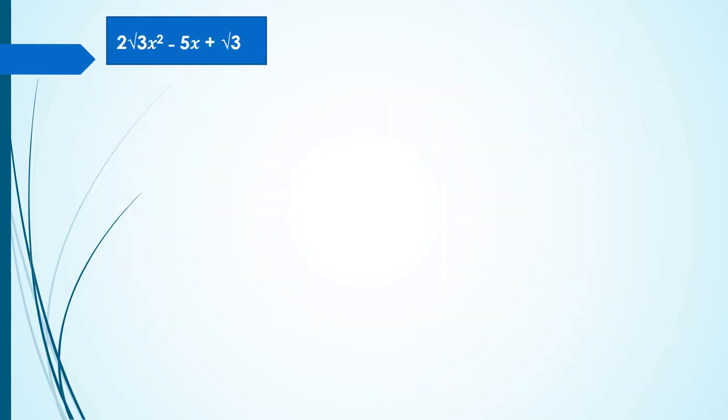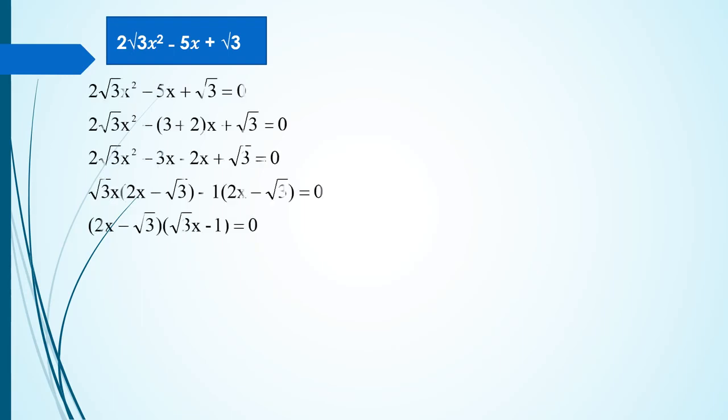Let's consider one more polynomial to verify the relationship between zeros and coefficients in case of a quadratic polynomial. Now here the polynomial I have taken is 2 root 3 x square minus 5x plus root 3. Before going for verification of relationships, I have to find its zeros. To find zeros of a polynomial, we should equate the polynomial to 0. Here, equate the given polynomial 2 root 3 x square minus 5x plus root 3 to 0.